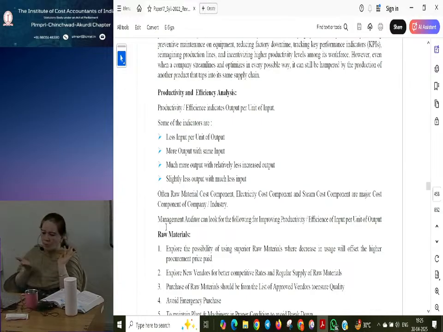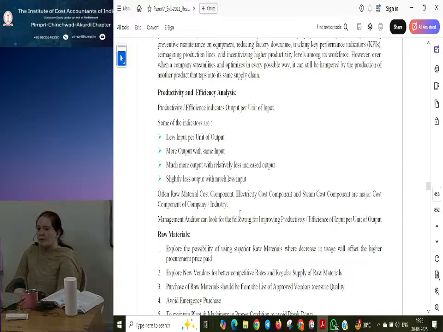What is my input, the raw materials that are going in, and what is my final product that I am getting out? So less input per unit of output. More output with the same input. Much more output with relatively less increased input. Slightly less output with much less input. So these are all nothing but your input-output ratio. So often raw material cost, electricity, steam cost are the major cost components of a company or industry.